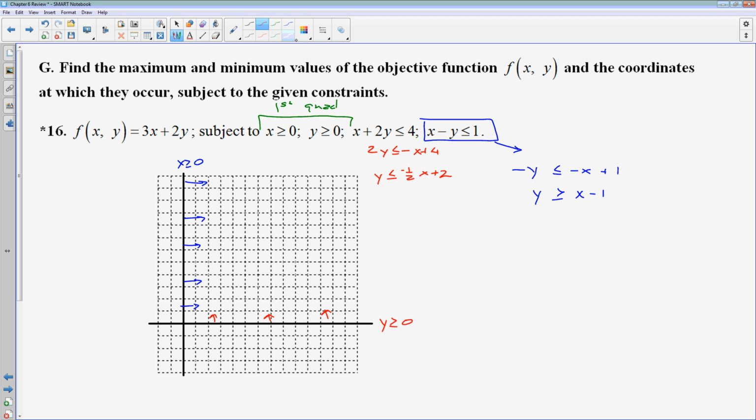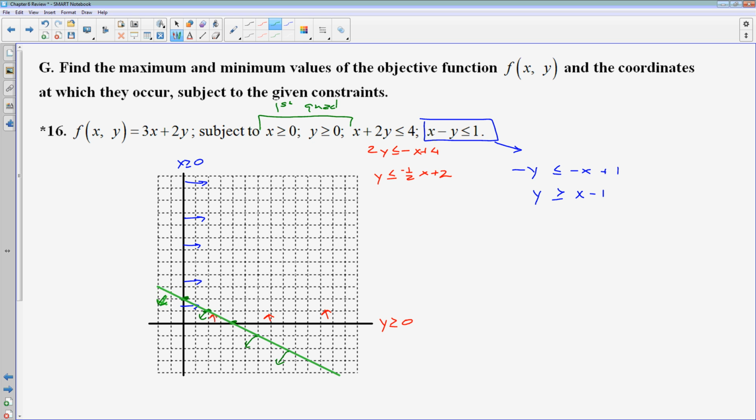And then I have these two lines. I have negative 1/2 x plus 2. So I'm going to go up 2, and then go down 1 over 2, down 1 over 2, down 1 over 2, and I'll graph that line. It's going to look something like this. And if y is less than that, that means I'm shading below. So we're going to shade down here.